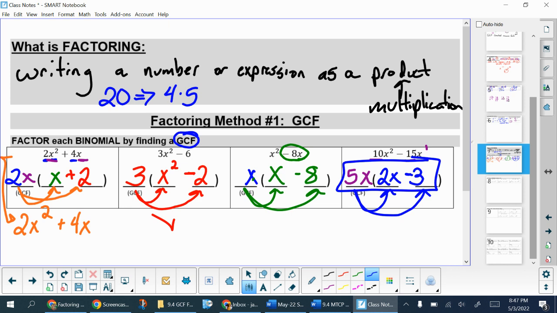Feel free to pause, go back, look at those again if you need to. The next part of this is really not any more difficult. It's just adding one extra term.